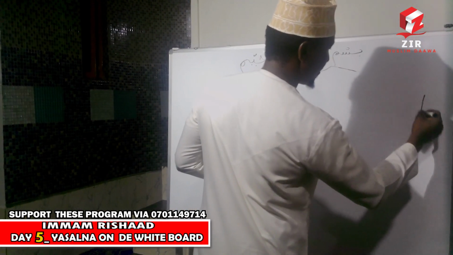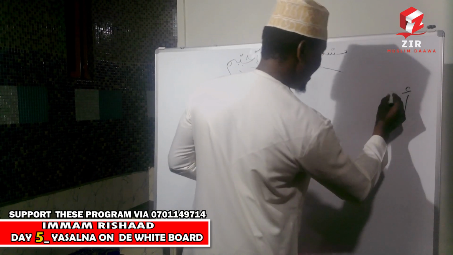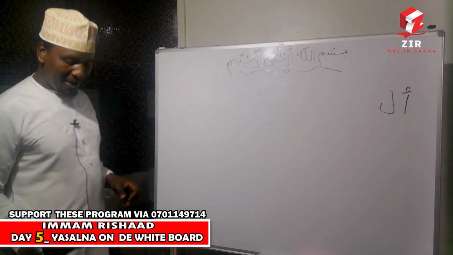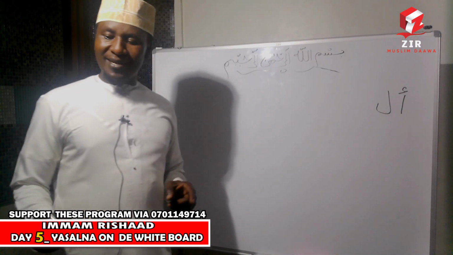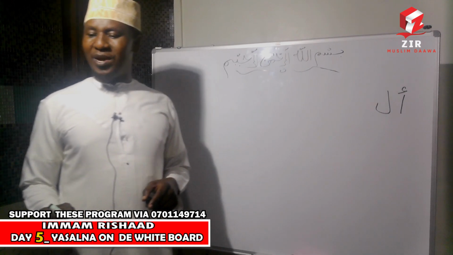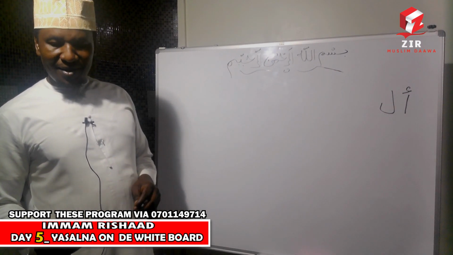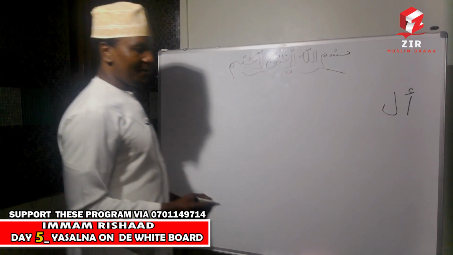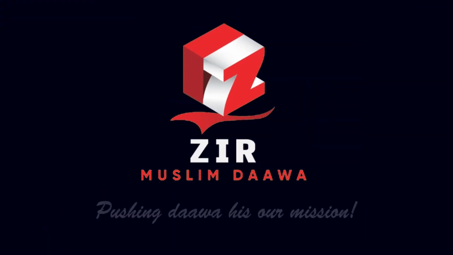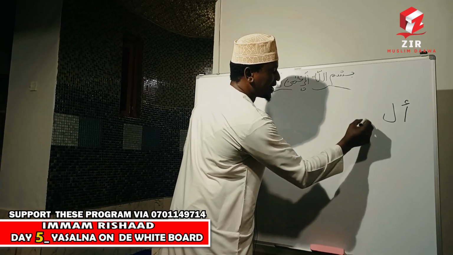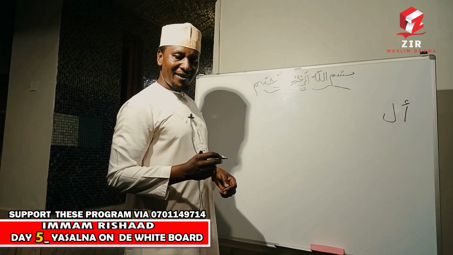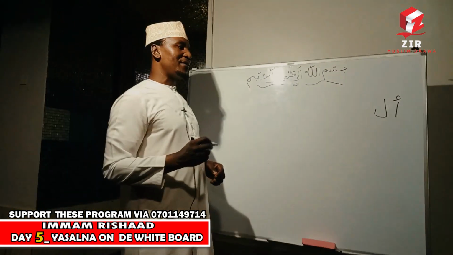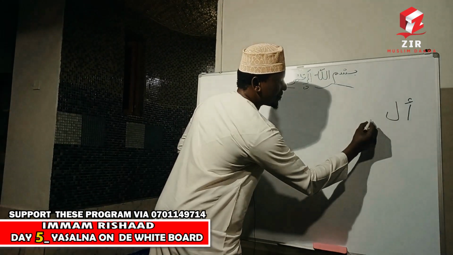Now, the first letters that look alike are Alif and Lam. Alif and Lam are both represented in the same way when they are in a word. But the only difference is that Alif cannot be joined with any letter after it. Alif can only be joined with any letter before it.